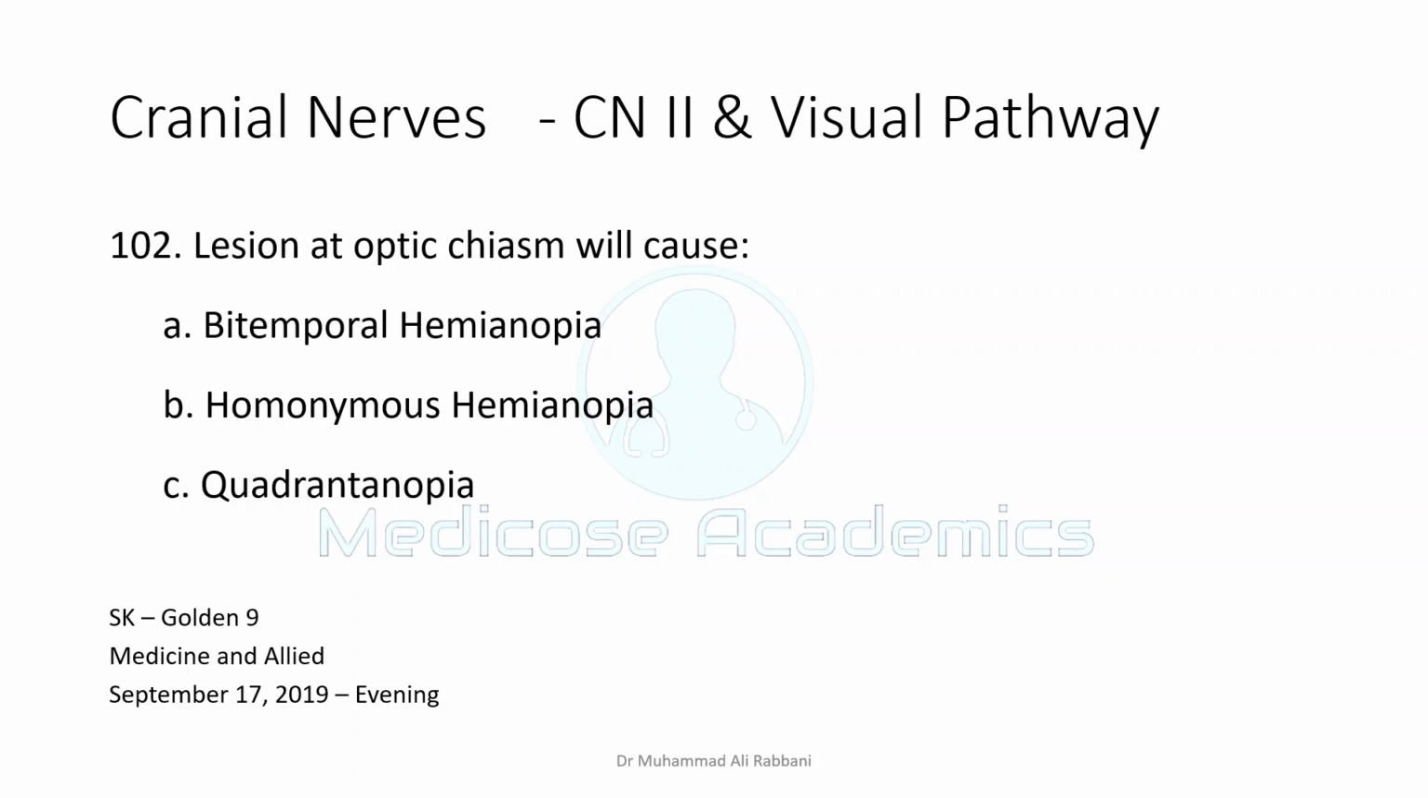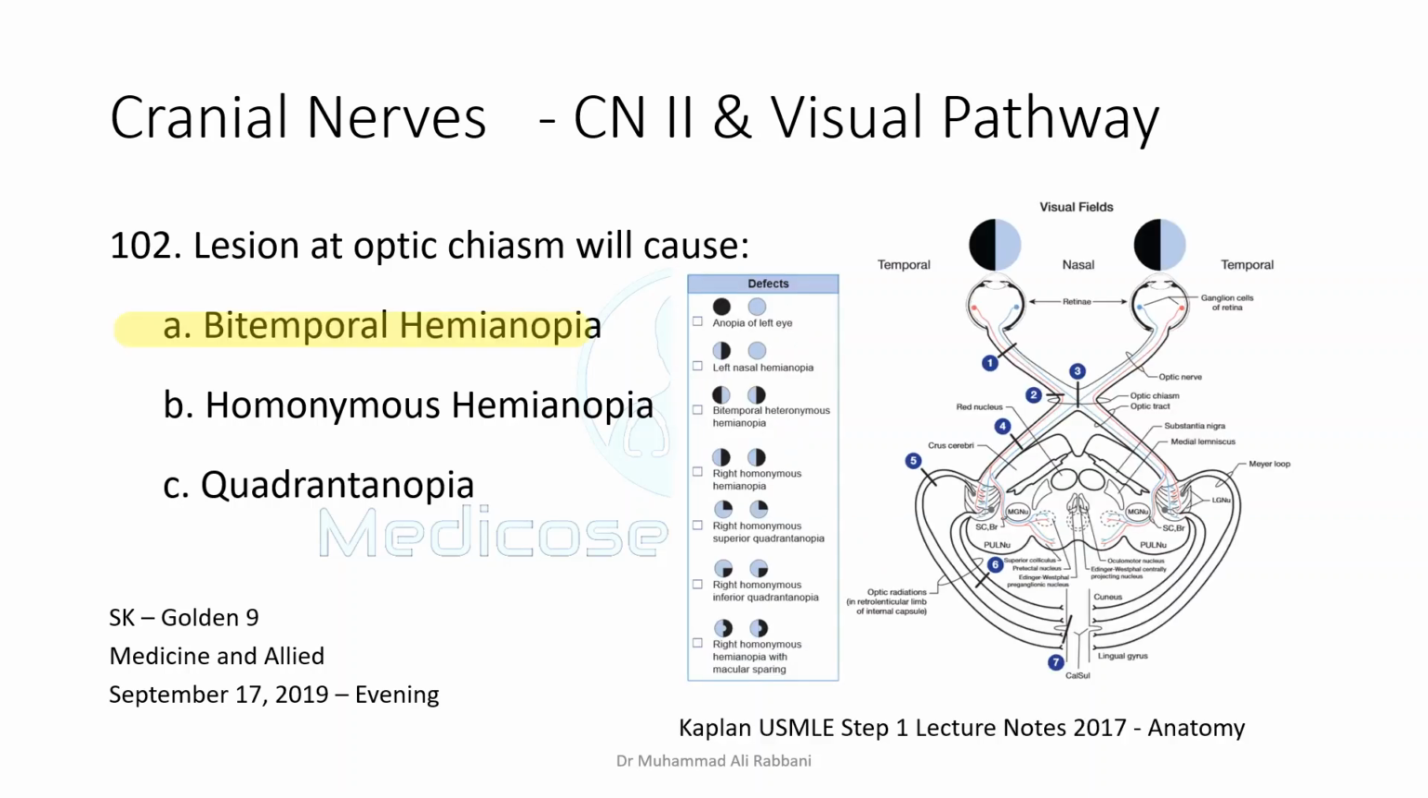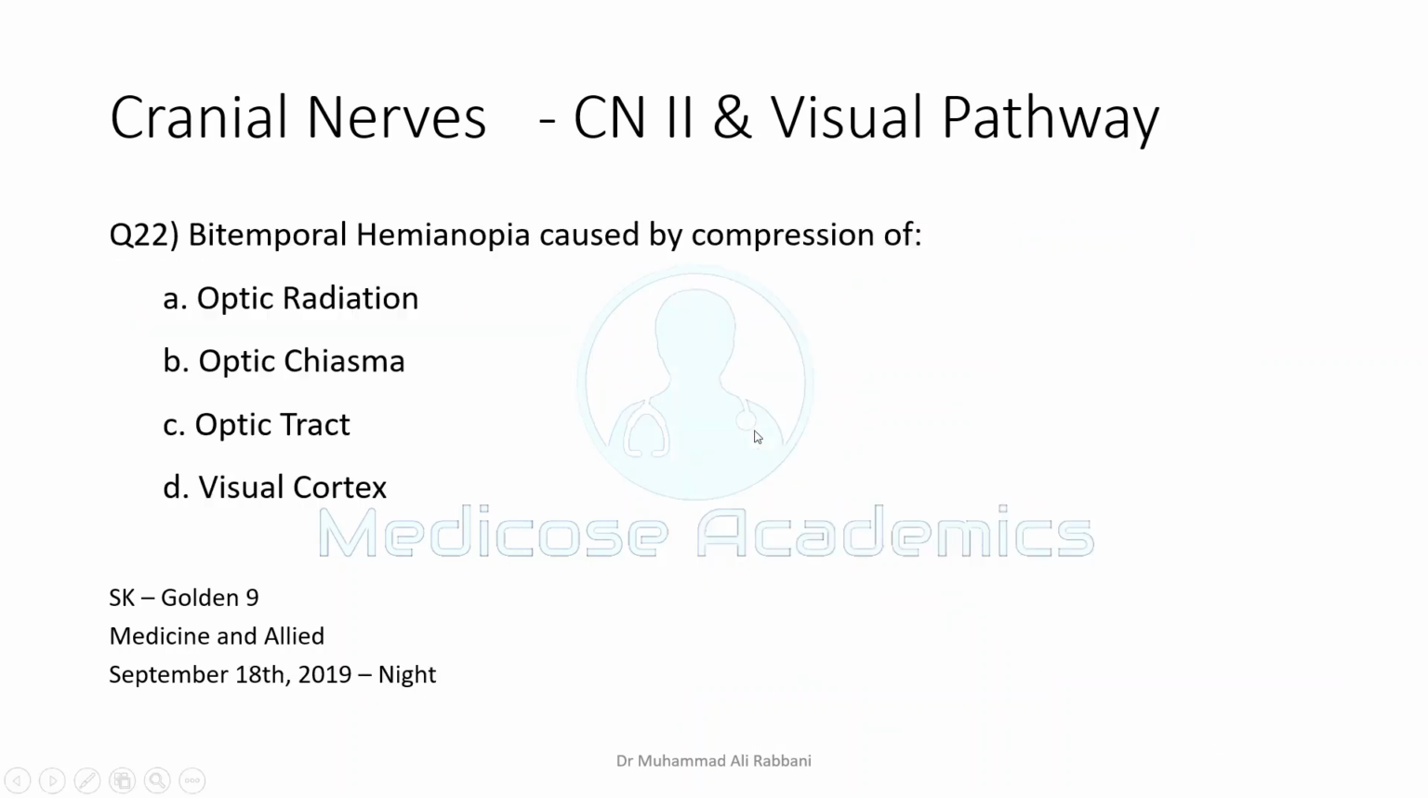So the visual pathway, you should have very clear cut concepts. So it has been asked from all the angles. The lesion at the optic chiasm, here in the lesion number 3 optic chiasm, it leads to the loss of both nasal fibers and it leads to both eyes temporal field of vision loss, bitemporal hemianopia, and you should know that it is heteronymous hemianopia. You may have bitemporal heteronymous and bitemporal homonymous. You should know that it is bitemporal heteronymous.